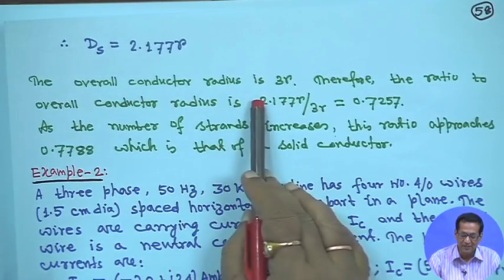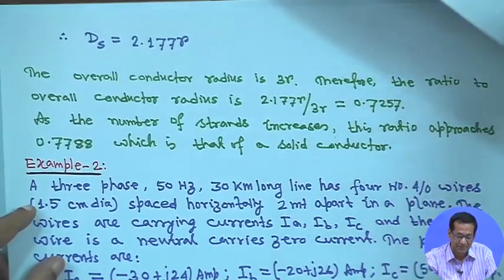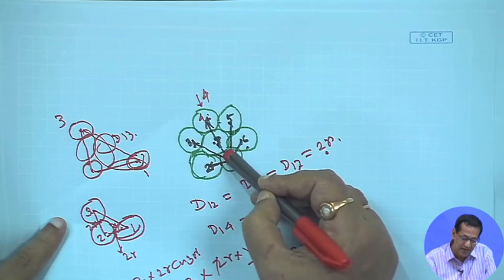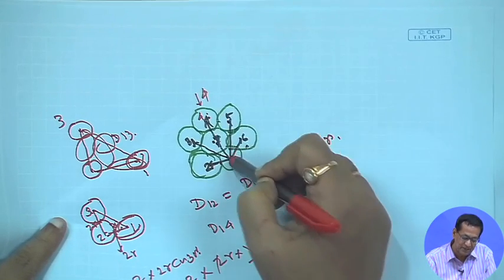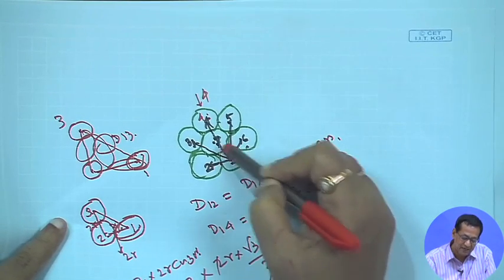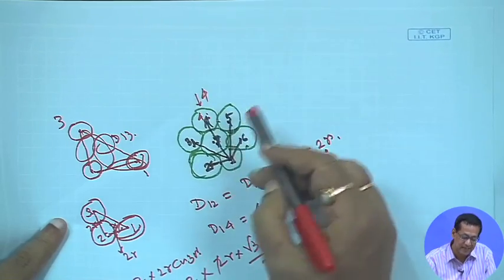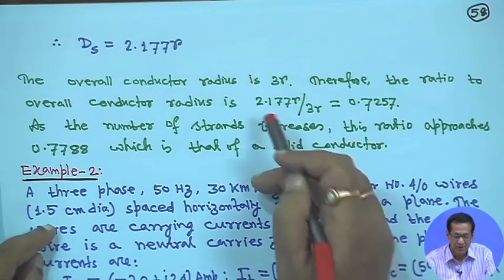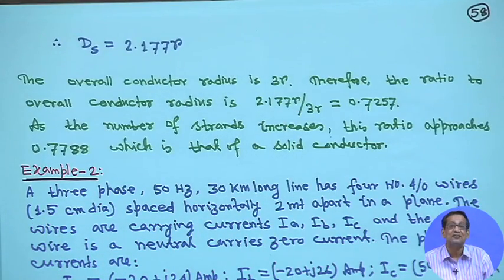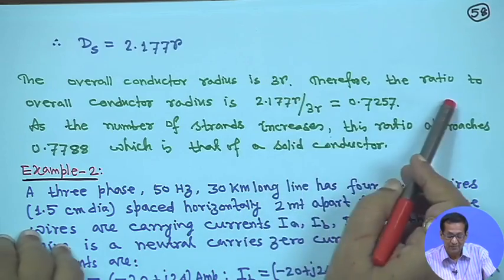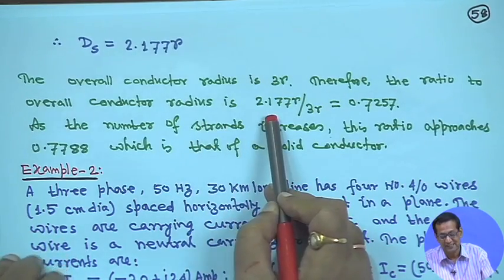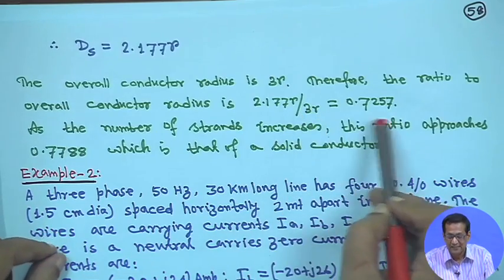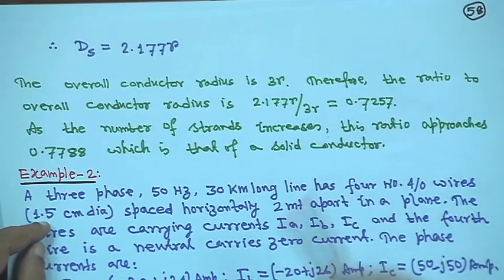So, the overall conductor radius is 3r, because from here these are 6 strands. So, from here to here r, right. If you take the overall strands, this is 2r, this is 2r, this is 2r, so 6r. So, the radius is 6r by 2, so 3r. Therefore, the overall conductor radius is 3r. I have written here 3r. Therefore, the ratio to the overall conductor radius is 2.177 r divided by 3r, which is equal to 0.7257, right.